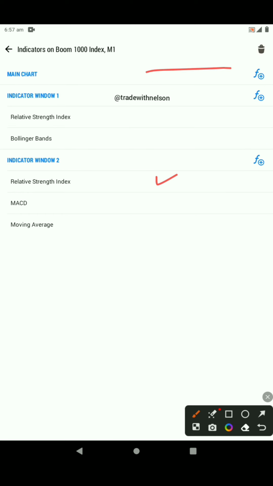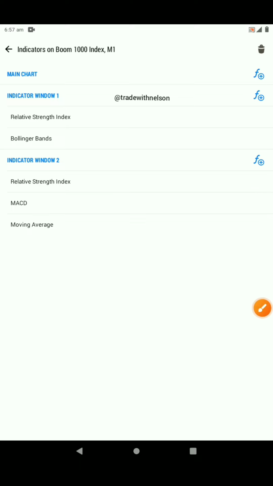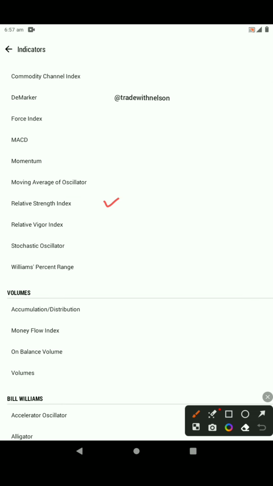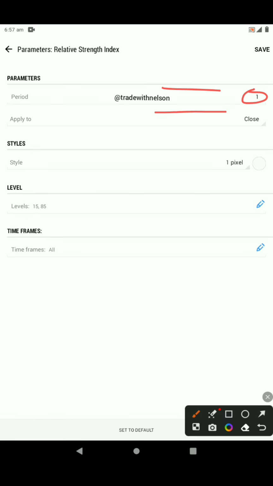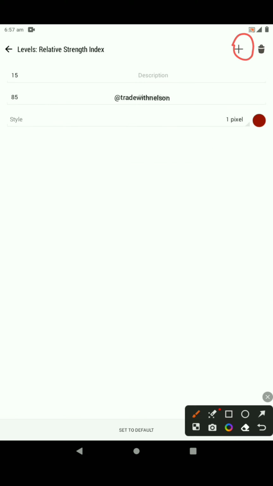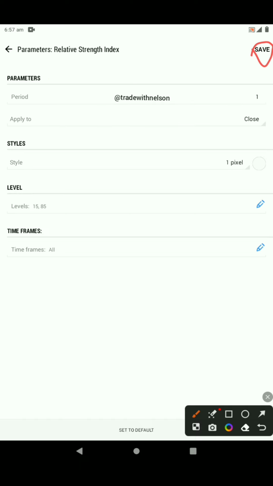For the second RSI, click on the F icon on the main chart. Scroll down a bit, RSI, period, make it 1, apply to close, style 1 pixel, select the color of your background. For these levels, click on this pen icon, add level, type 15 and 85, style, make it 1 pixel and select a color of your choice. After that, click on save.